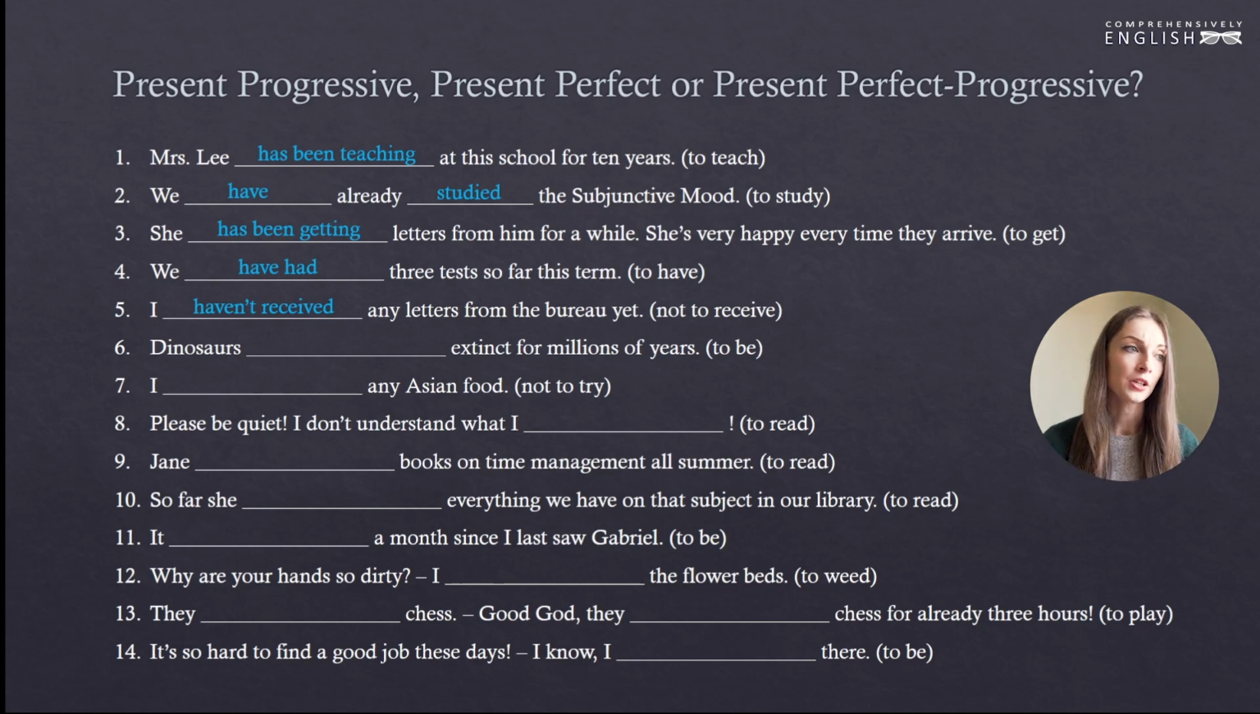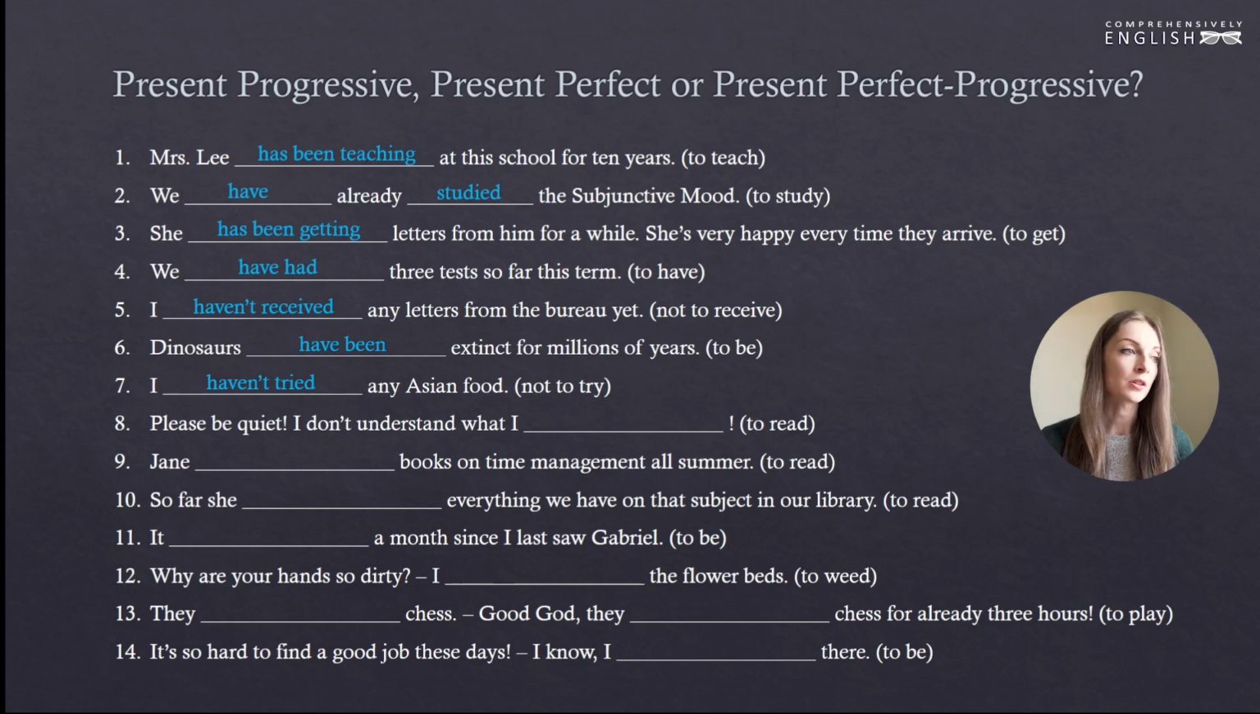Number 6, dinosaurs have been extinct for millions of years. All of them died many thousands of years ago, and since then they have been extinct. Number 7, I haven't tried any Asian food. That's a sentence about somebody's experience, and usually we speak about our experience in the present perfect tense. Why? Because our life is still continuing, and maybe one day we will try some Asian food.